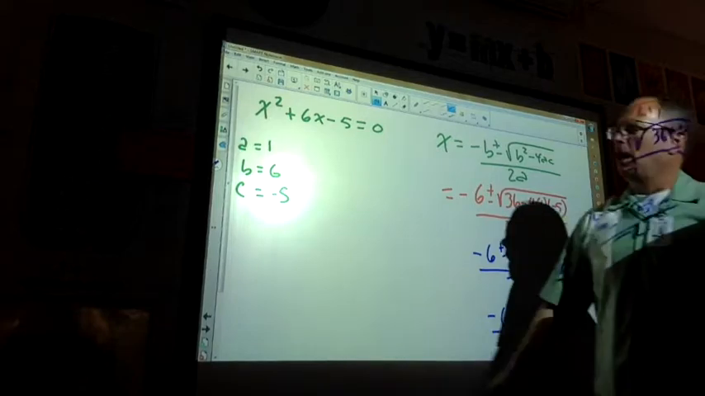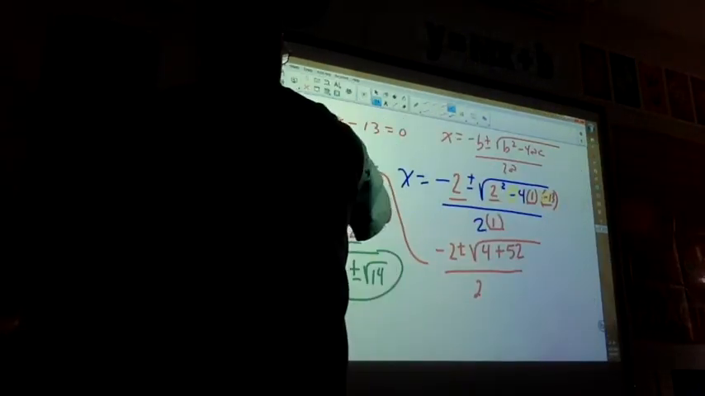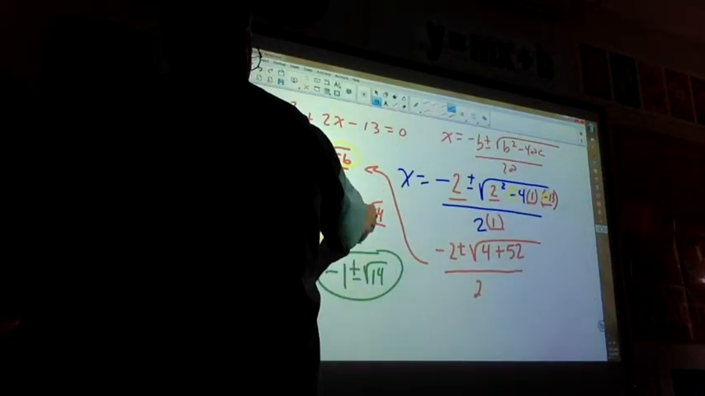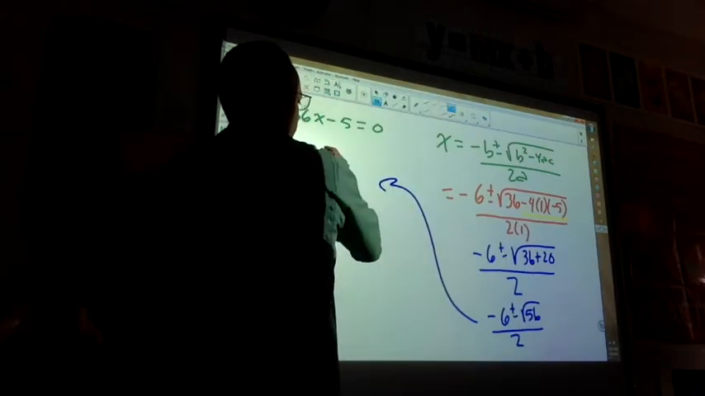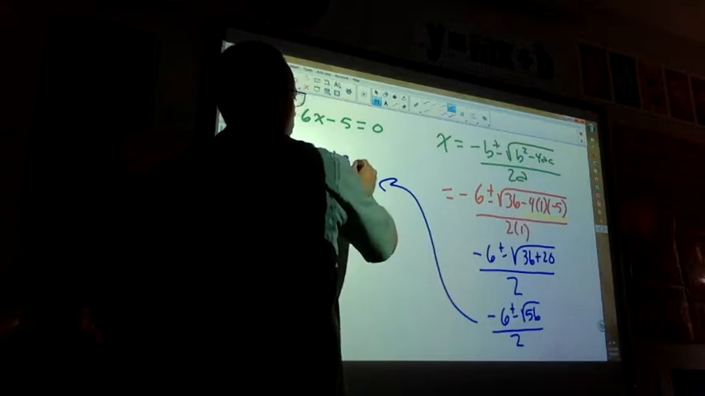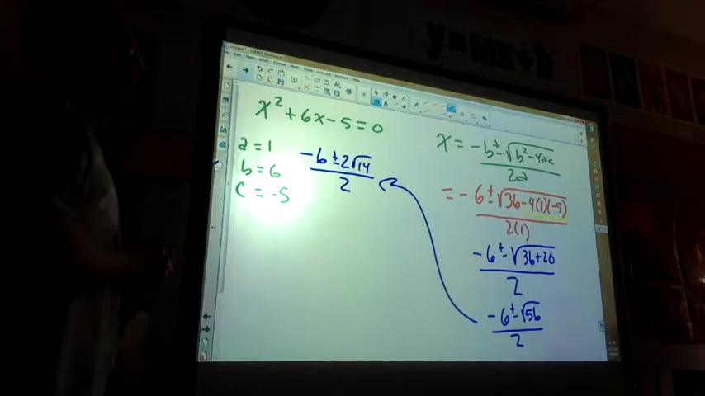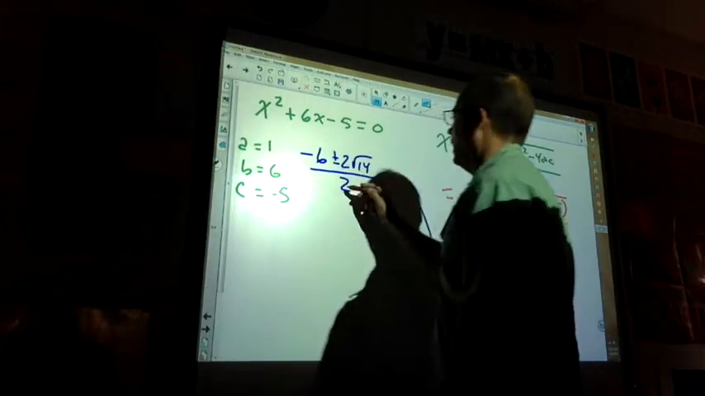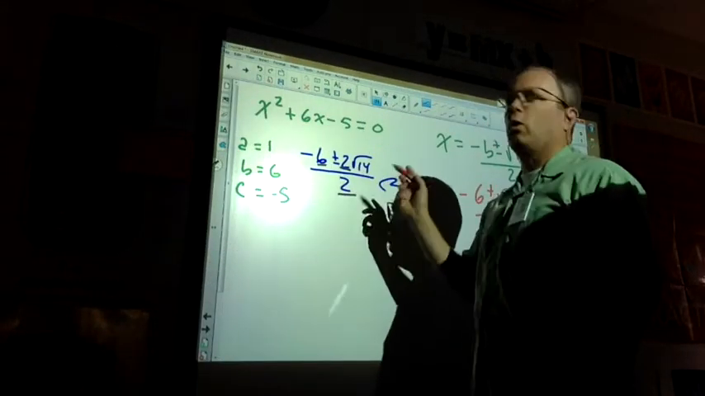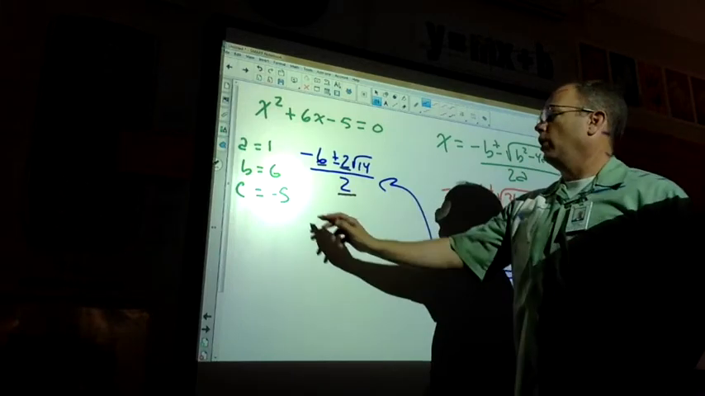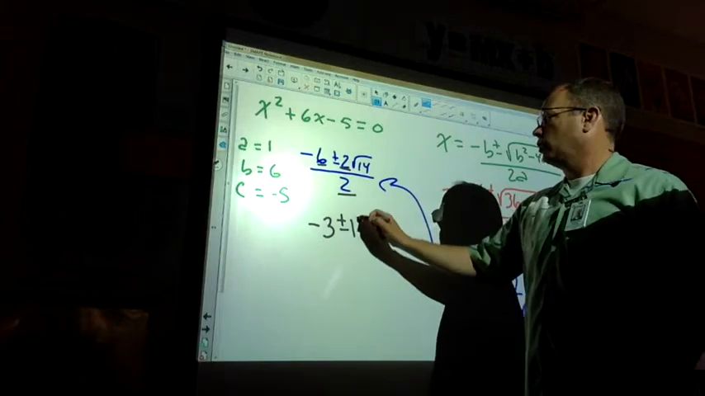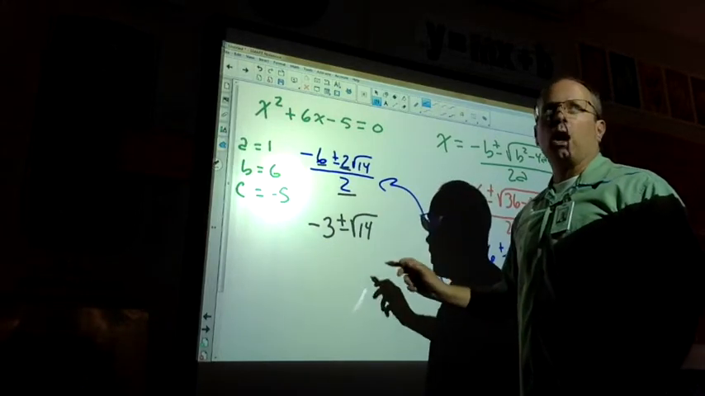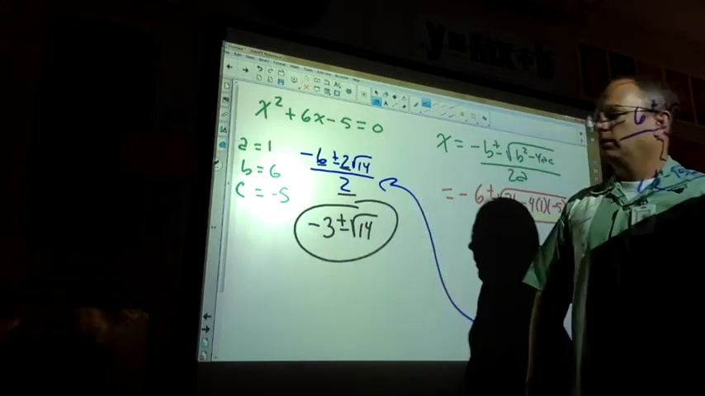I think we just figured out what square root 56 was, did we not? So 2 root 14. So I'm going to plug right there because I knew from the last one it becomes 2 root 14. And then this, and this can reduce. What goes into all three of those numbers? 2. So 2 goes into that. I get negative 3 plus or minus square root 14 all over 1. That's done.